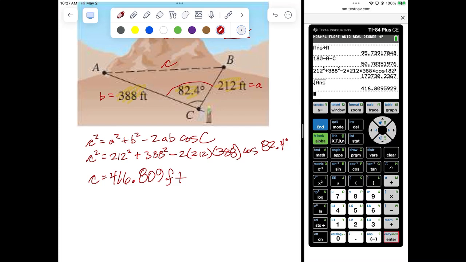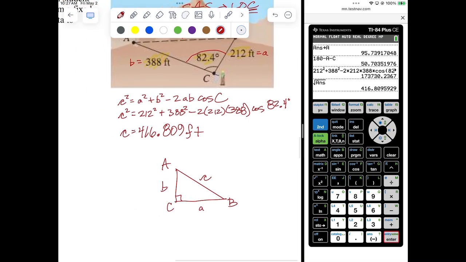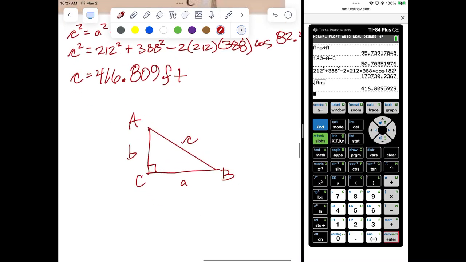Let me do one more thing. This is just kind of a little note here. Let's say that I have this as angle C, and let's say it's a right angle. And this is A and this is B. This would be little c, this would be little a, this is little b. I want to show you real quickly that the law of cosines also works for a right triangle. Okay? Let's say we want to find little c. So little c squared equals little a squared plus little b squared minus 2ab times cosine of angle C.